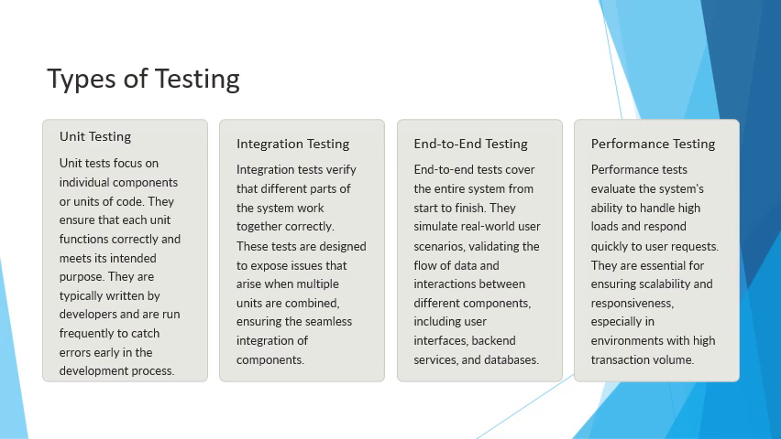So here are the types of testing. We first have unit testing. Unit tests focus on individual components or units of code. They ensure that each unit functions correctly and meets its intended purpose. They are typically written by developers and run frequently to catch errors early in the development process.